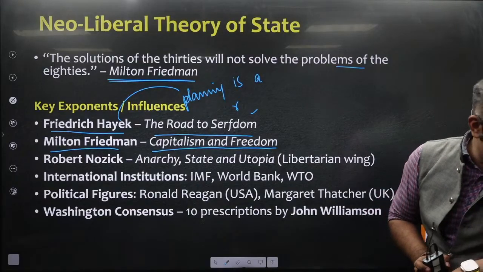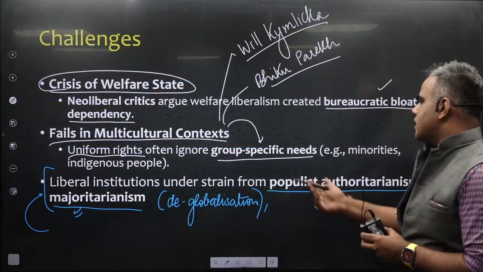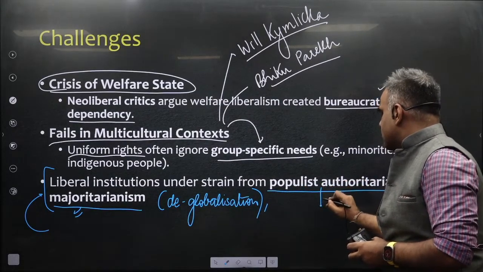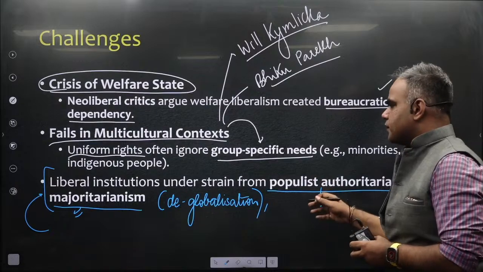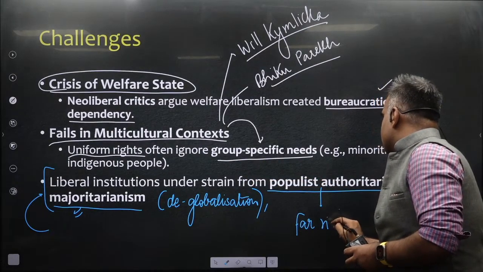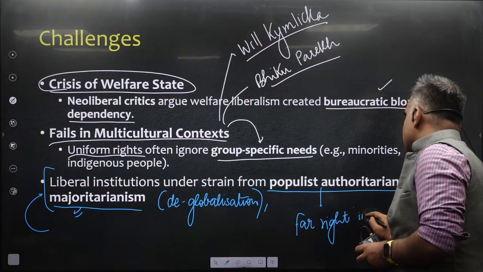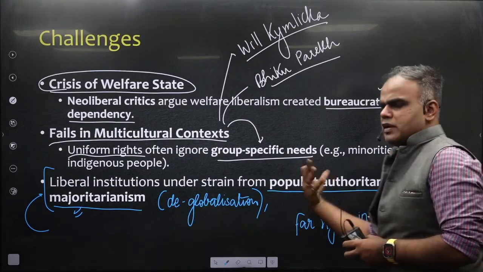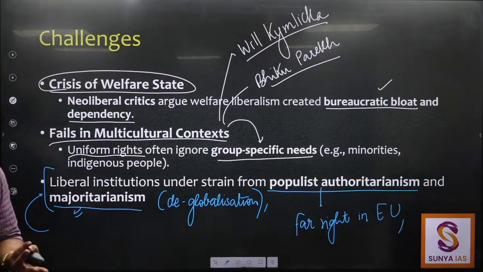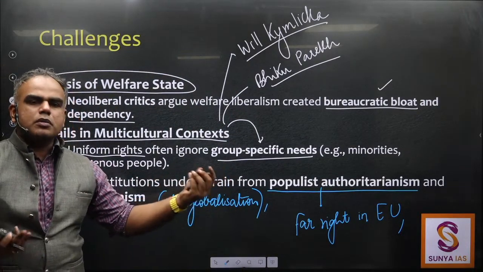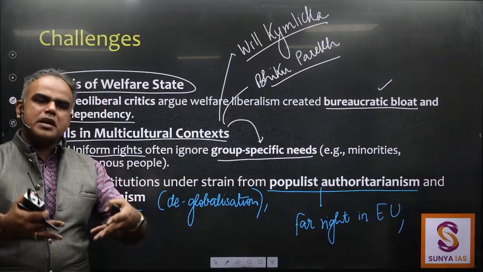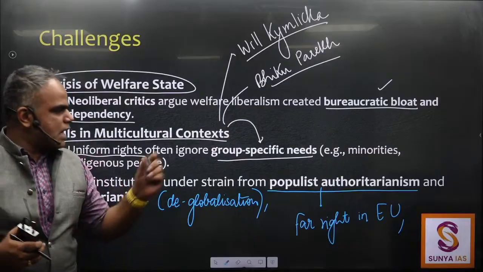Okay, see, Akansha, I'll give you that example. Like we wrote, liberal institutions are strained under populist authoritarianism. In this, you can give the example of the rise of the far right in the EU. Also, you can talk about Trump and his populist policies. While trying to be populist, his policies are also putting a strain on liberal democratic values. So that can also be mentioned.